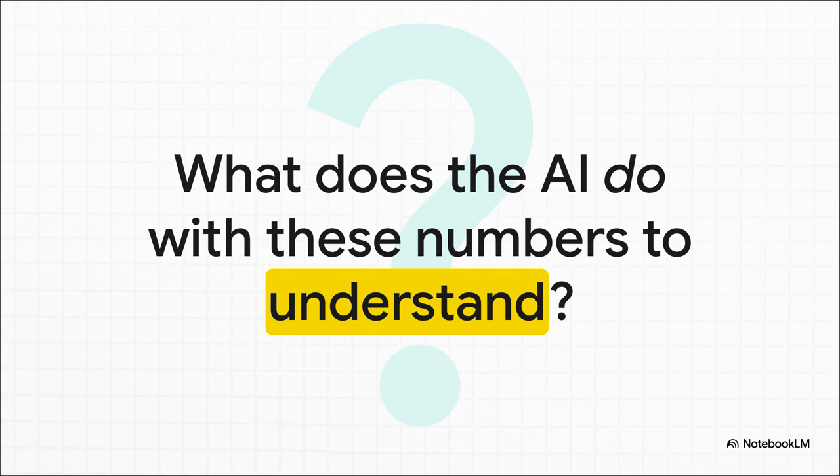So now the big question is, now that the AI can read these numbers, what does it actually do with them to understand context and come up with a response? Well, this prepared input is now ready for the next, truly magical step in the process. It's called the attention mechanism, and that is a story for a future explainer.